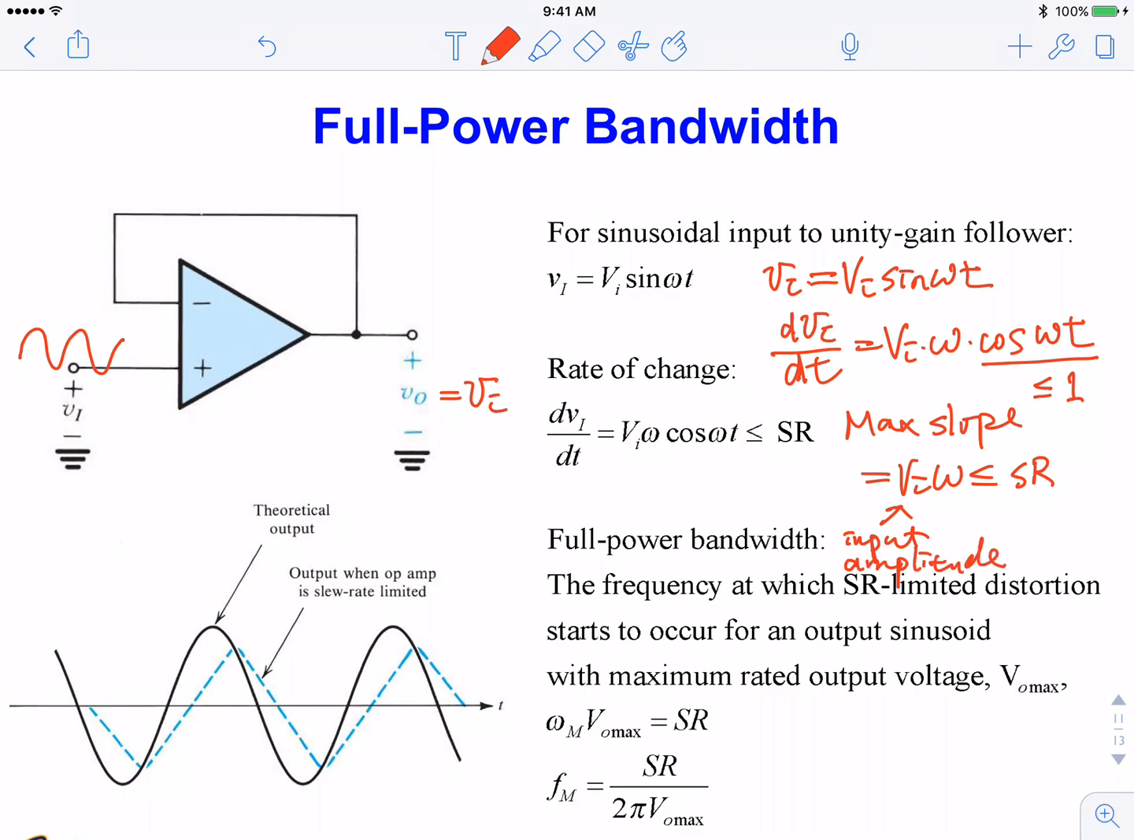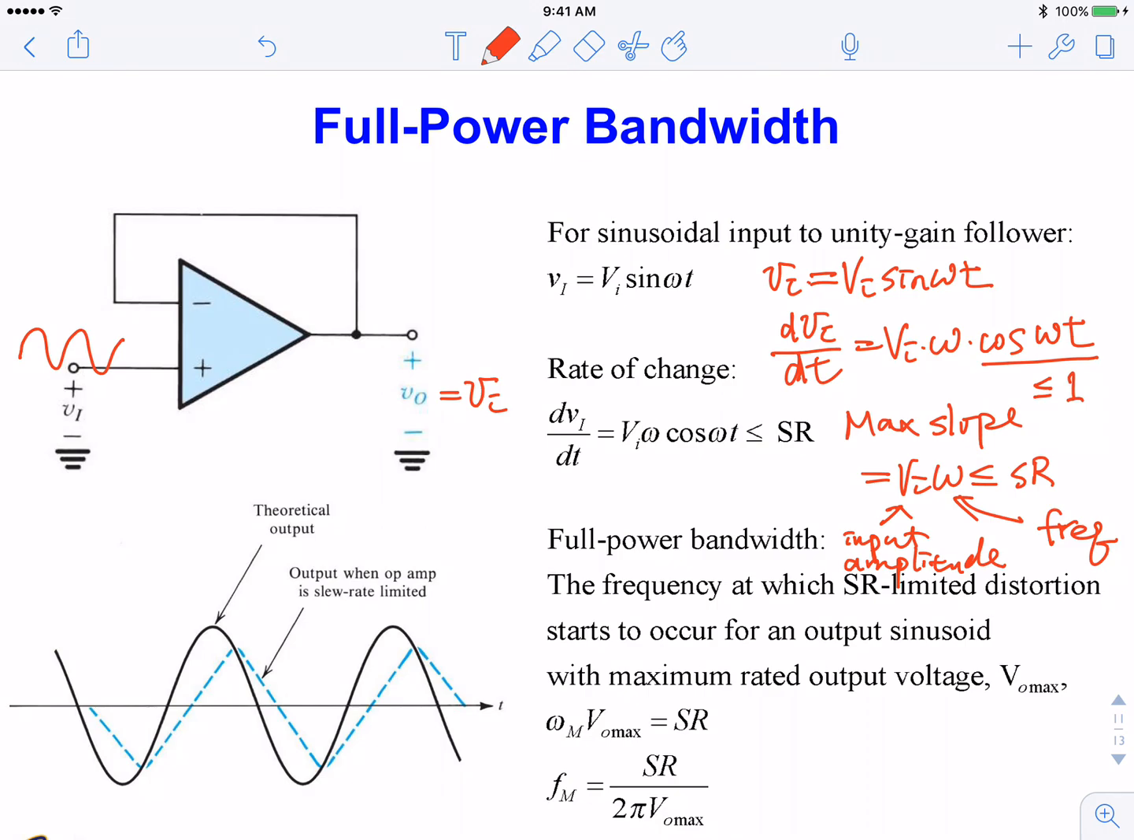And this is your operating frequency. The product of the two should be less than the slew rate. You either buy an op-amp with a sufficiently high slew rate, or else you should limit your input voltage. Your input voltage should not be exceeding the slew rate.